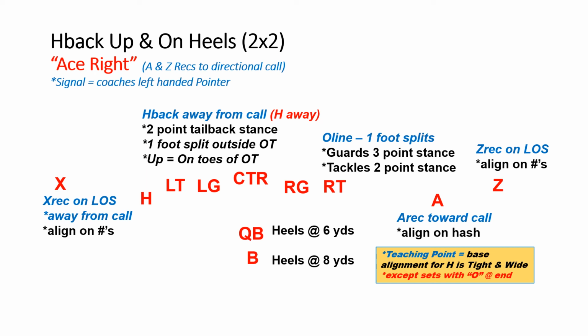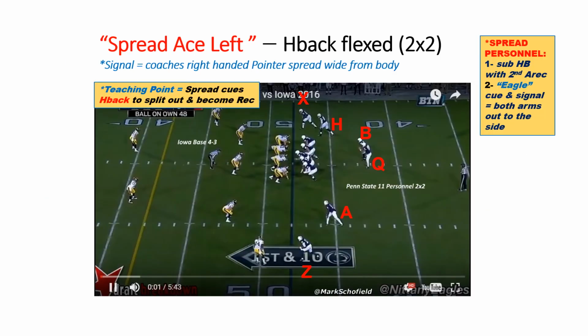So all the receivers would take their same rules. You can see here now, this is what we ultimately want to get to, where we align on landmarks with our A on the hash, our Z and an X on the numbers. But again, 3rd and 4th graders will start with that 5-yard rule to keep it real simple.